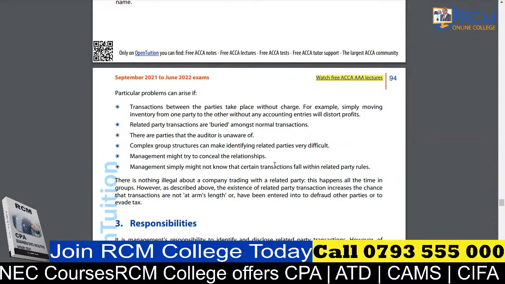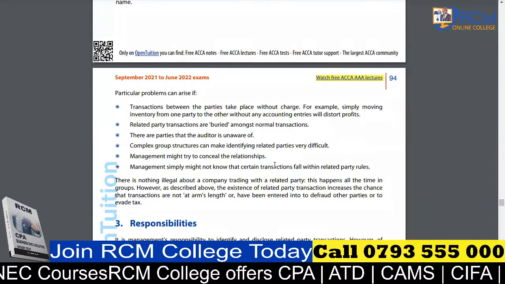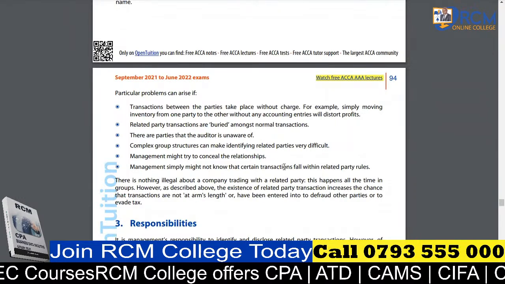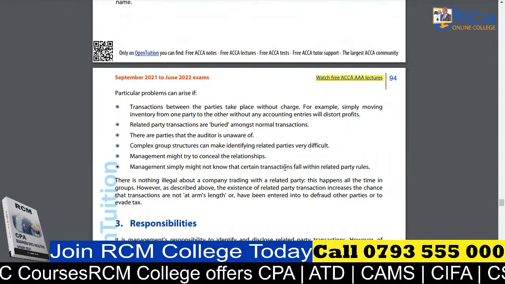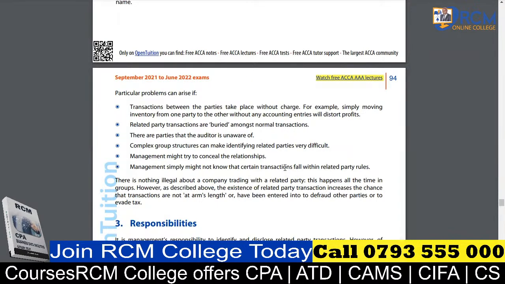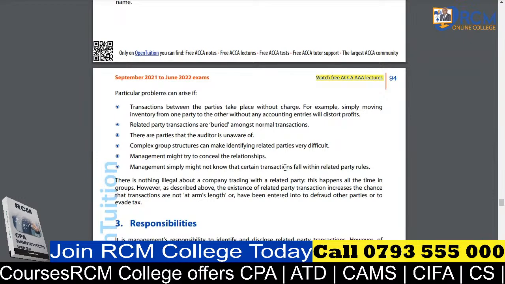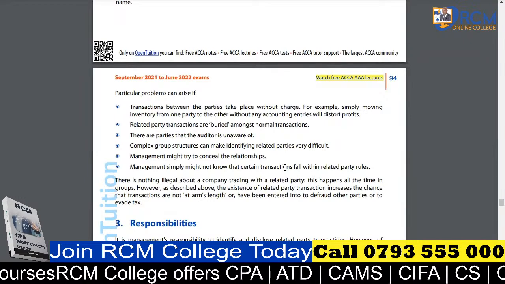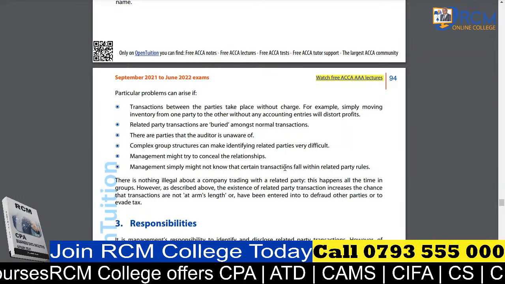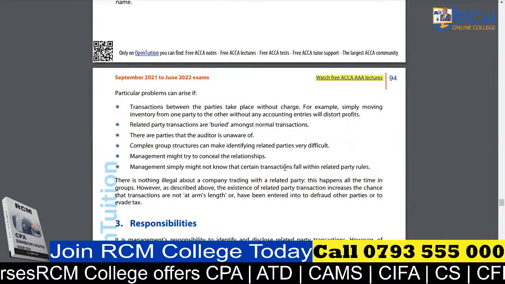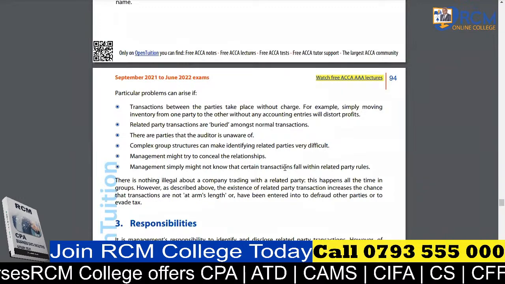There is nothing illegal about a company trading with a related party. That is very normal. This happens all the time in groups. However, as described above, the existence of a related party transaction increases the chance that transactions are not normal, are not at arm's length, or have been entered into to defraud other parties or to evade what here? Tax.